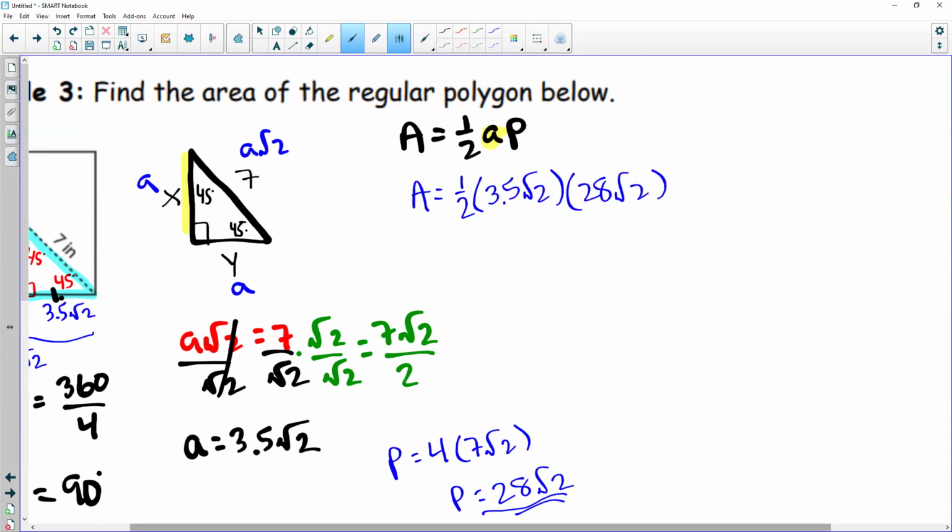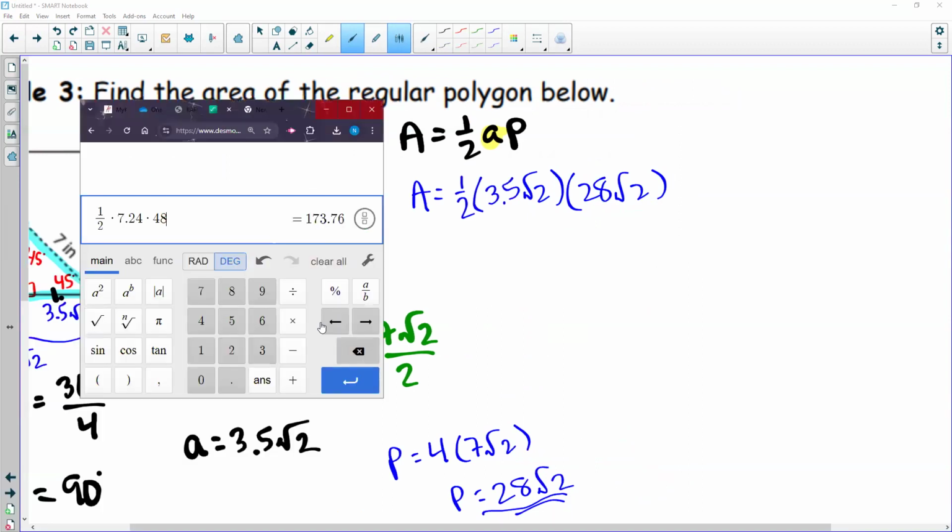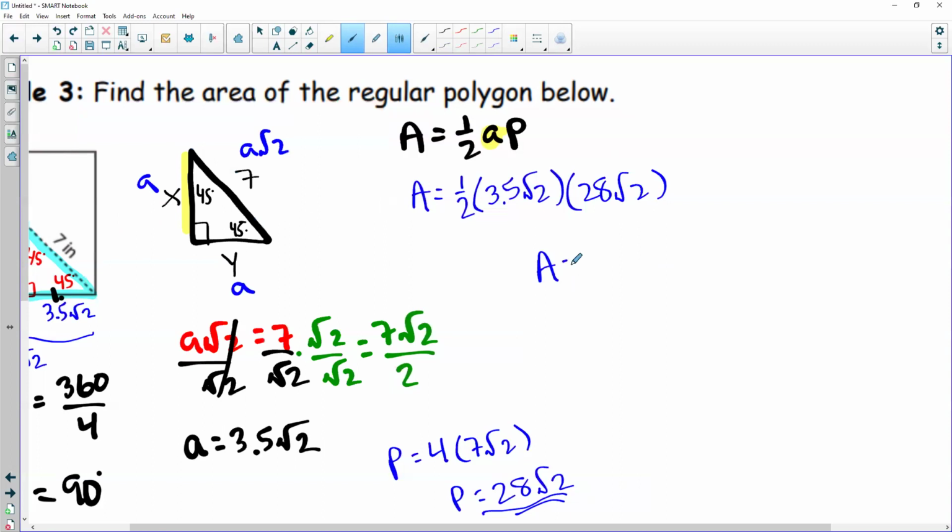And for these problems, what we can actually do here is, well, why don't we multiply this out? Okay. You can use a calculator. To be honest, one thing I would like for y'all to realize is when I multiply square root of 2 times square root of 2, it's going to give me square root of 4, which is just 2. But we'll let the calculator kind of carry the work here. So we have 1/2 times 3.5 root 2 times, oops, let's get out of that square root there. There we go. Times 28 root 2. And we get an area of 98. So the area is 98 on the dot, and we're looking at inches squared.